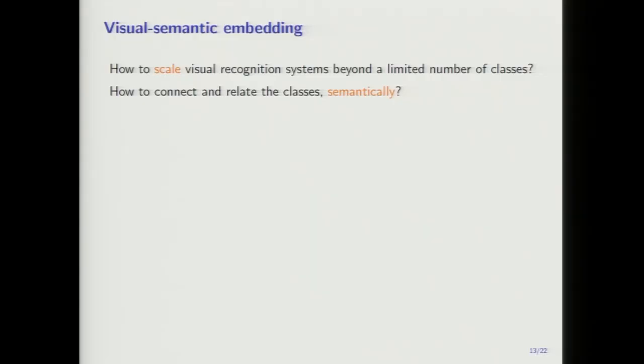Okay, so now the question is, we can embed images into this useful space, and we can then use it for various different tasks. We can also embed words into a space where words similar in meaning are close together. So the idea of visual semantic embedding is basically to combine those two things. And if we can do that, then the idea is that we can scale this visual recognition to also be able to identify classes we haven't seen in the training set through the semantic connections.